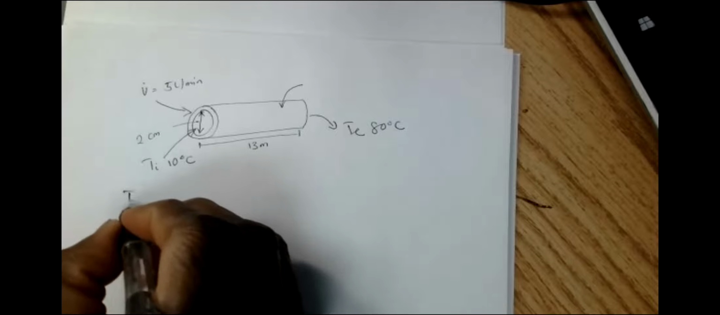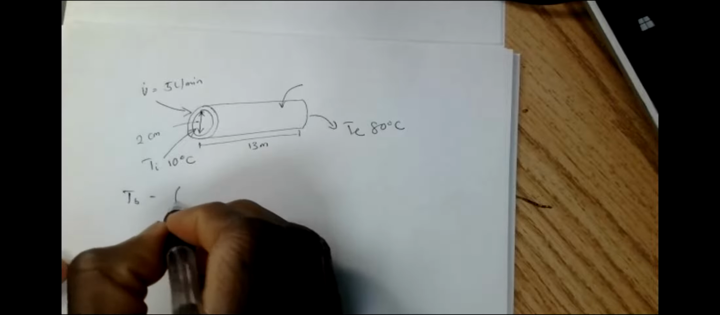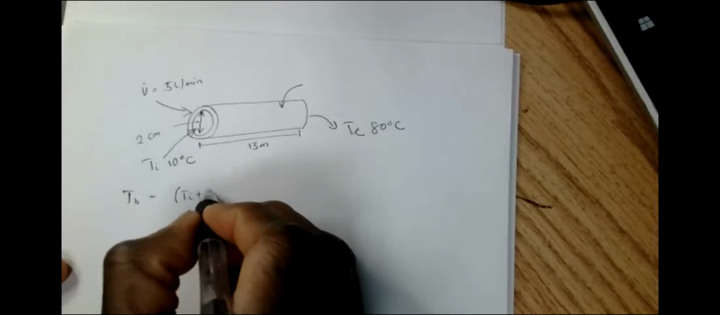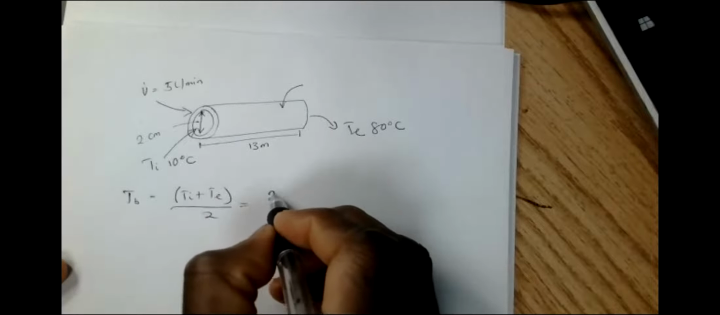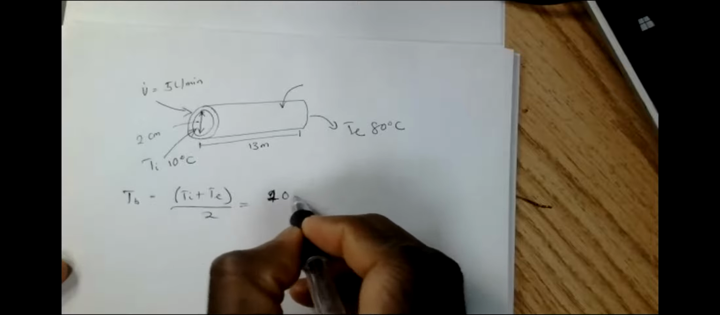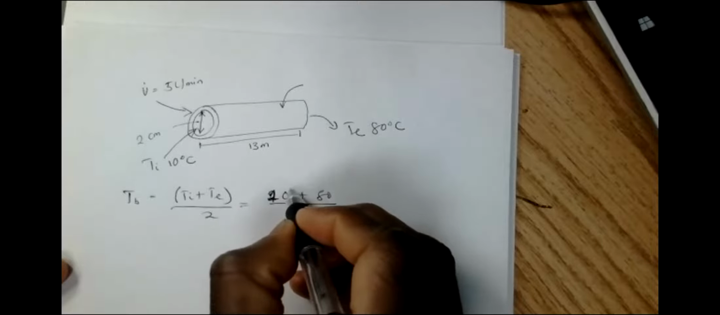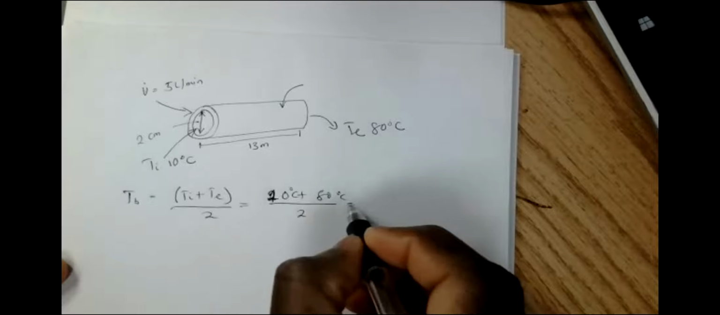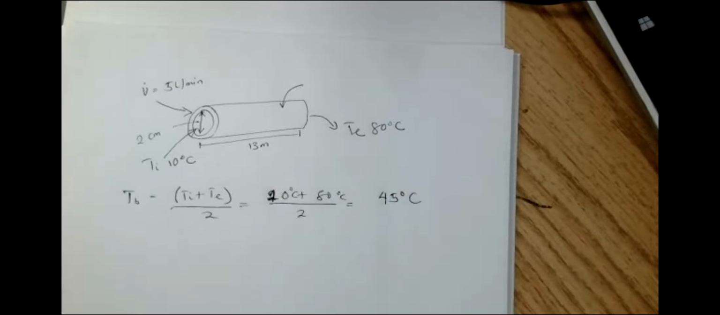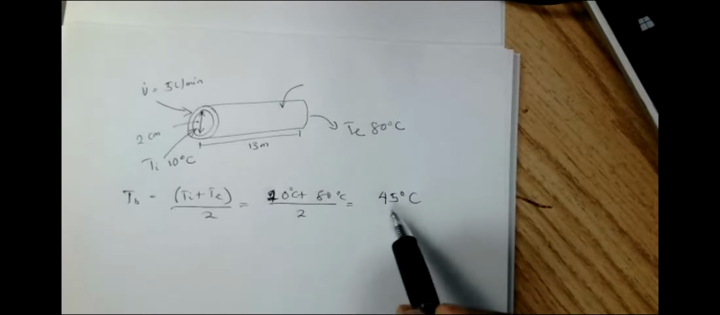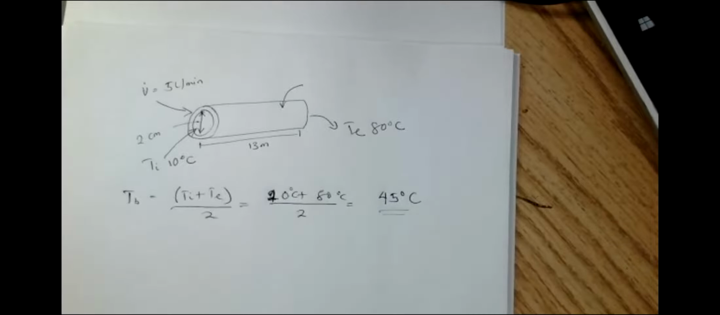Okay. So the bulk mean temperature is (Ti + Te) divided by 2. And this is 10 plus 80 degrees Celsius divided by 2. This gives us 90 divided by 2, 45 degrees Celsius. So we're going to be working at this mean temperature. Once again, this time it's a lot easier for us. We're working with one fluid, just water.